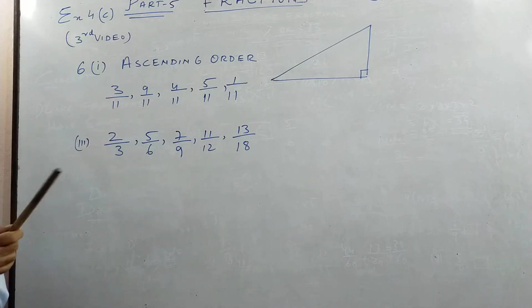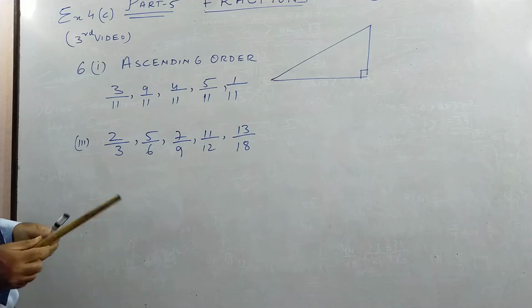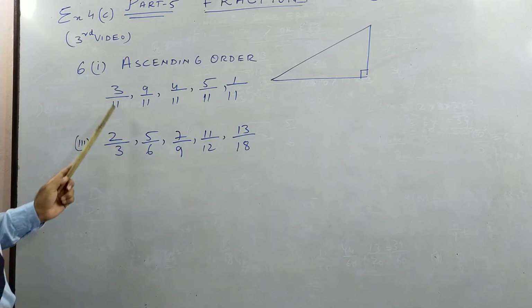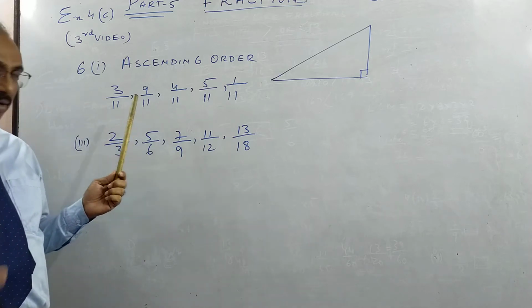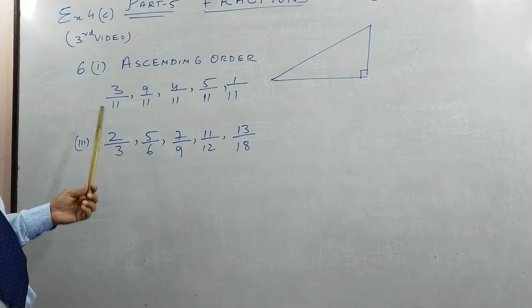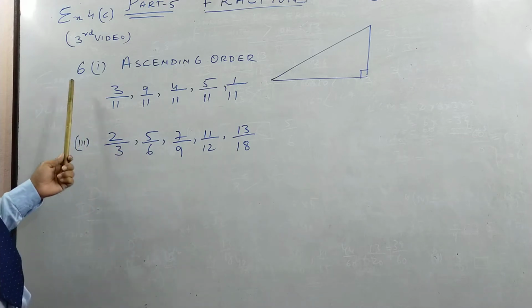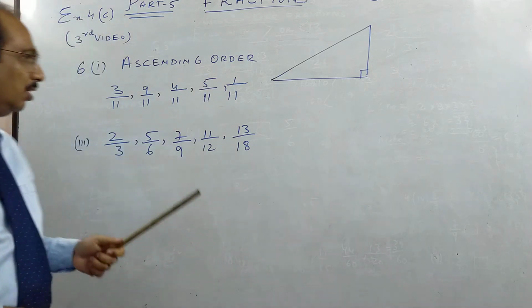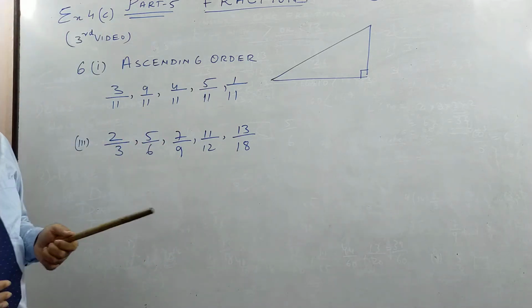So we start in this particular video lesson with question 6, where I'll do two sums in which we have to arrange the fractions in ascending order. Then I will do two sums from question 7, where we will put them in descending order. Before I start, two things.